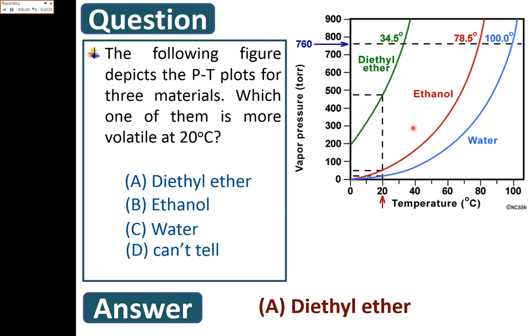So if I asked you which one has the highest boiling point here, water will be the highest boiling point. I may also ask differently, which one has the strongest intermolecular forces here. The strongest corresponds to the highest boiling point as well. So water will have the strongest intermolecular forces among all the materials.